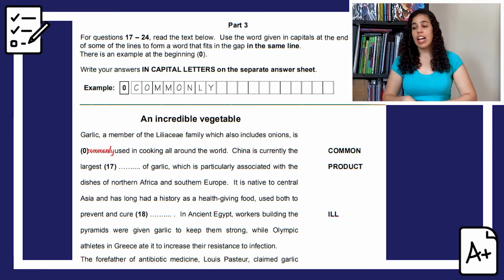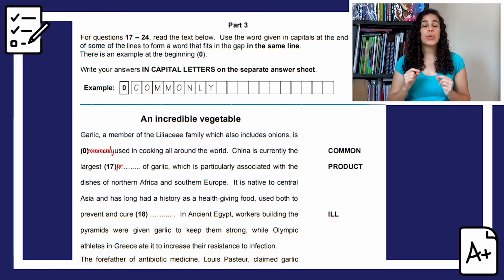China is currently the largest of garlic, which is particularly associated with the dishes of Northern Africa and Southern Europe. The word provided is product. In this sentence, you will need to use a derivation of the word product, which can describe the connection between China and garlic. With this sentence, they mean that China produces garlic on a large scale. It is not difficult to figure out that the word to fill the gap is producer.